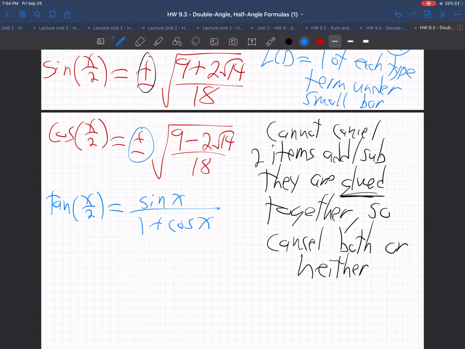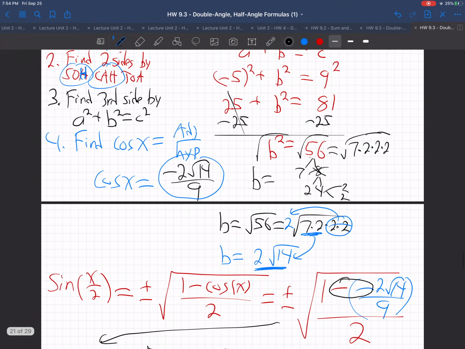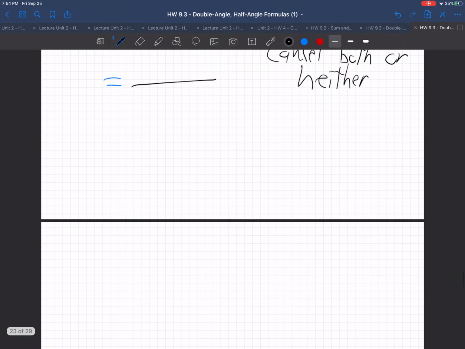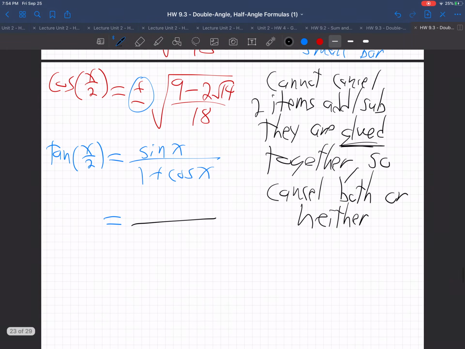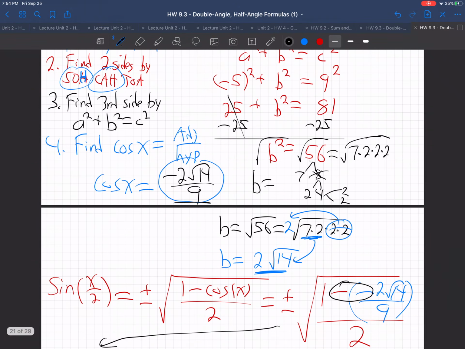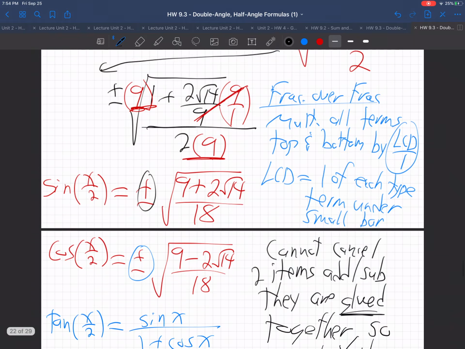Now, we found all these. We know them. We've got them. We own them. Sine of x, what is it? Somewhere. They give us that in the beginning. Sine of x is negative 5/9, 1 plus. And what's the cosine? We did a bunch of work to find that right here. Negative 2 root 14 over 9.